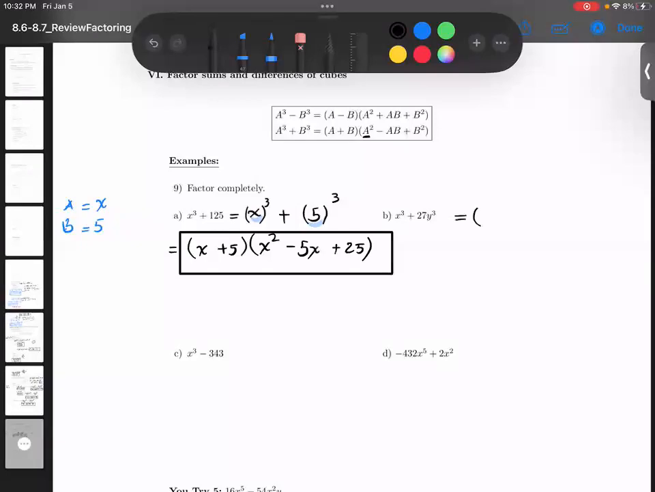Similarly for part B, you need to establish what is your A and what is your B. So parenthesis cube plus parenthesis cube. Well, here it will be x, that's pretty obvious. And 27y cubed will be 3y, because 3 cubed is 27, y cubed is y cubed. That is my A, and that is my B.